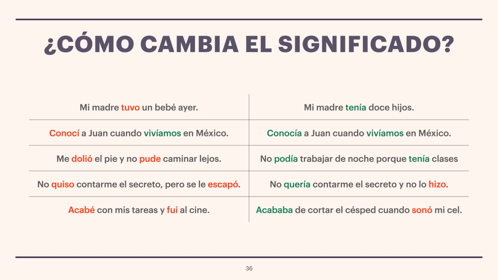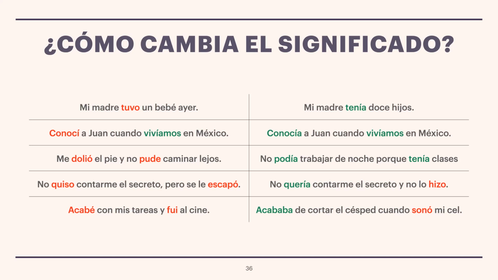Querer. No quiso contarme el secreto, pero se le escapó. He didn't mean to tell me a secret, but it escaped him. So querer in a preterite can imply to mean something. Versus no quería contarme el secreto y no lo hizo. He didn't want to tell me a secret and he didn't. So that's querer in the imperfect.